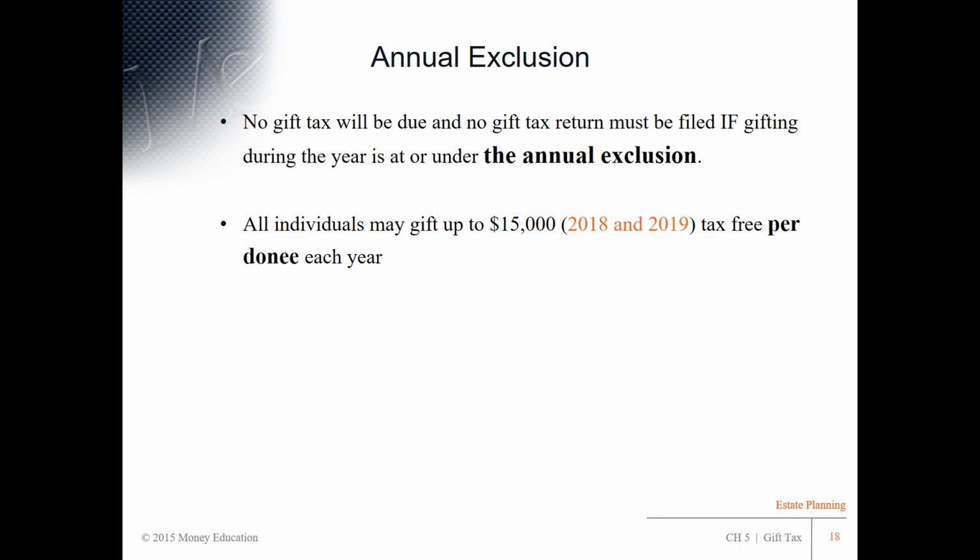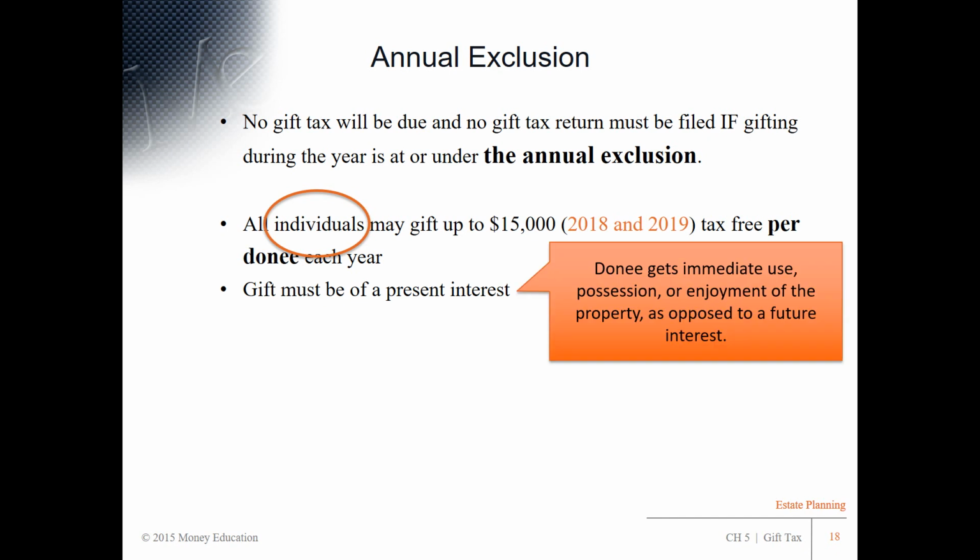Now, this $15,000 is the annual exclusion. It's per donee and it's per individual. Okay, the $15,000, this is good for 2018 and 2019. This $15,000 is indexed, but it doesn't go up very often. So it may remain at $15,000 for several years. It may not, it depends, but it doesn't change every year like the standard deduction or other things that are indexed. Okay, the gift must be of a present interest, which just means the donee gets immediate use, possession, or enjoyment of the property, as opposed to a future interest, so they can enjoy it today. They don't have to wait and enjoy it later.